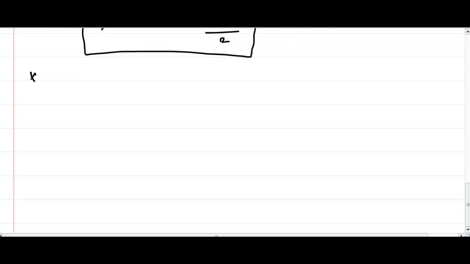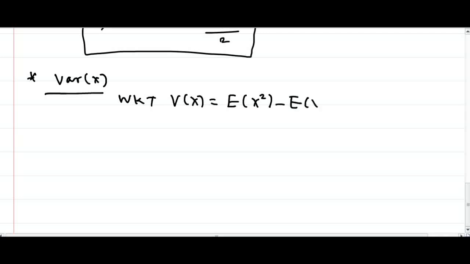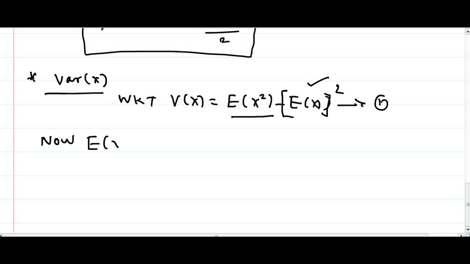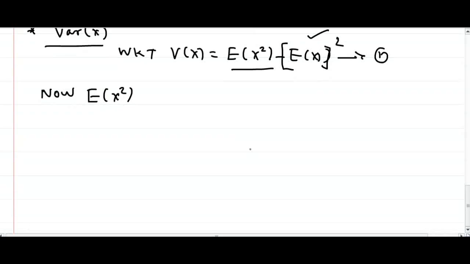What is step number 3? To find the variance of x. So what is the variance of x formula? We know that variance of x equals expected value of x square minus (expected value of x) whole square. Consider this as equation number 1. Now we know e of x in value, but we don't know e of x square. So first I am going to find the e of x square value. Once we find e of x square, then we substitute e of x square and e of x in equation 1 and we get the variance of x value.